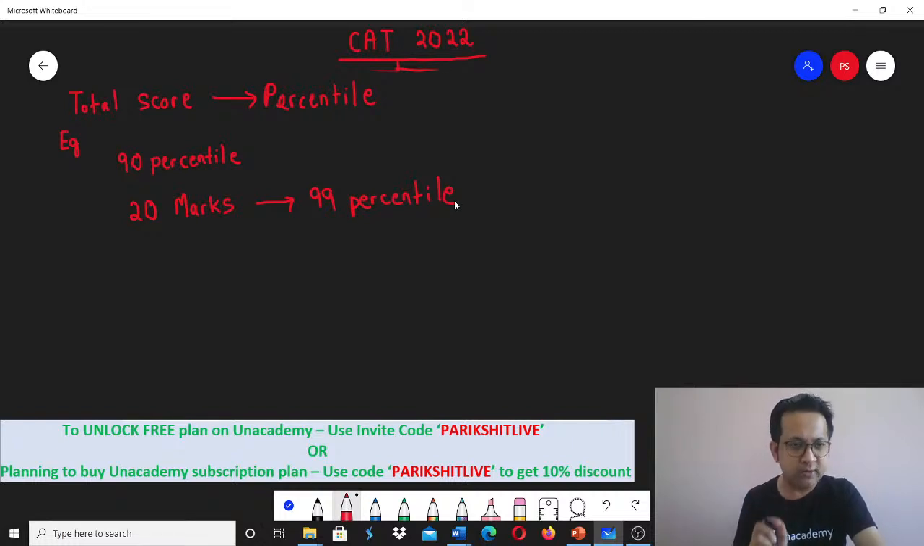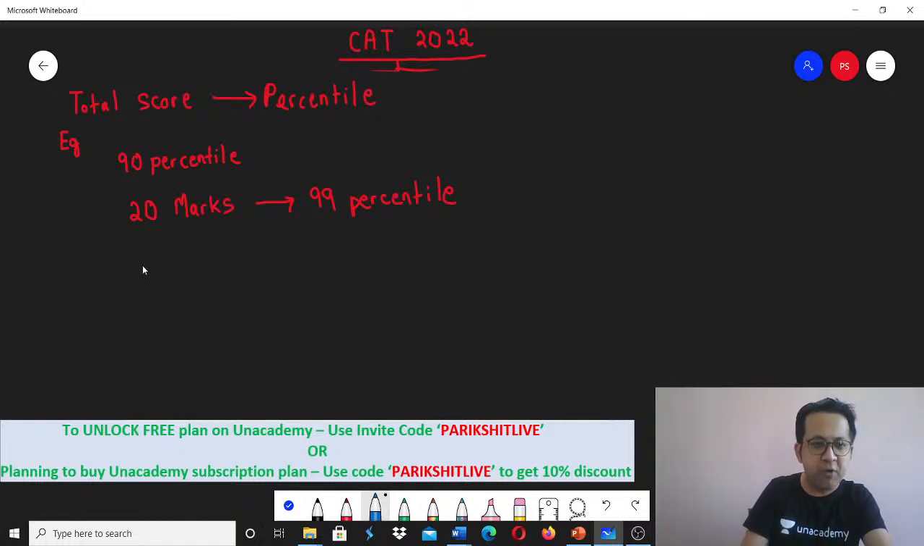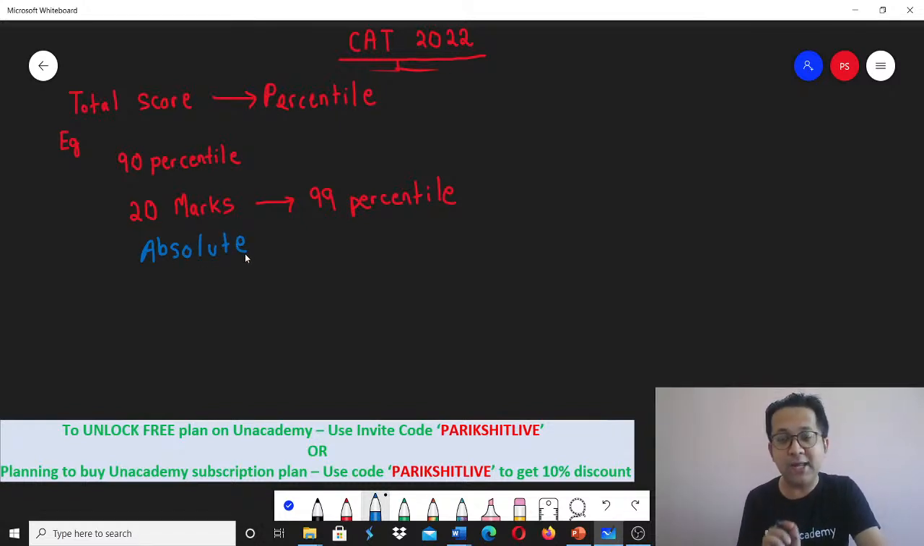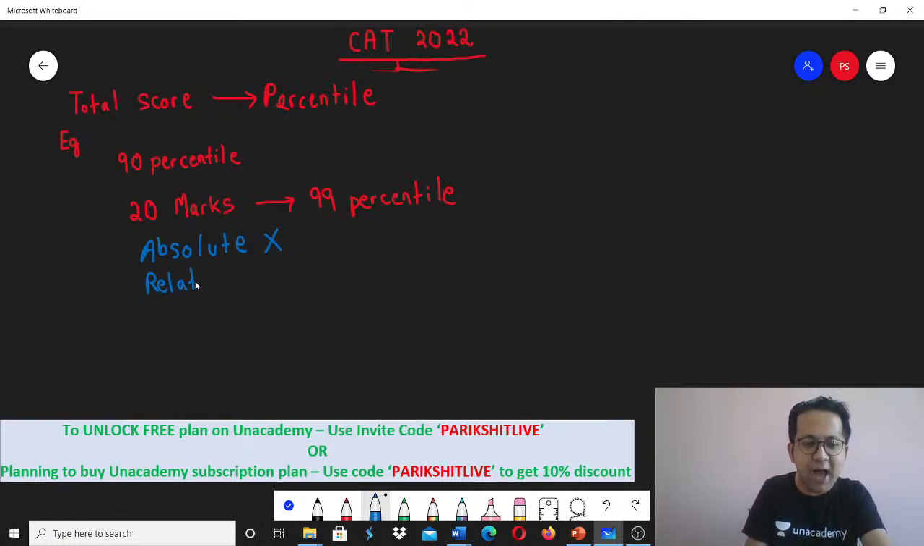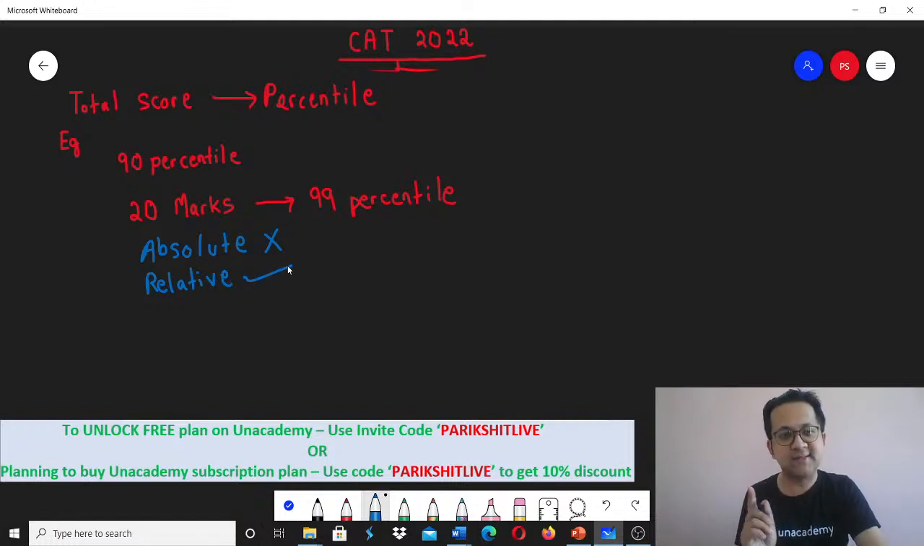CAT is not about absolute performance. It is not just what you do. That is important, but it's not dependent only on your performance. Rather, what is important is that it's a relative comparison: how you perform compared to other candidates who wrote the exam.